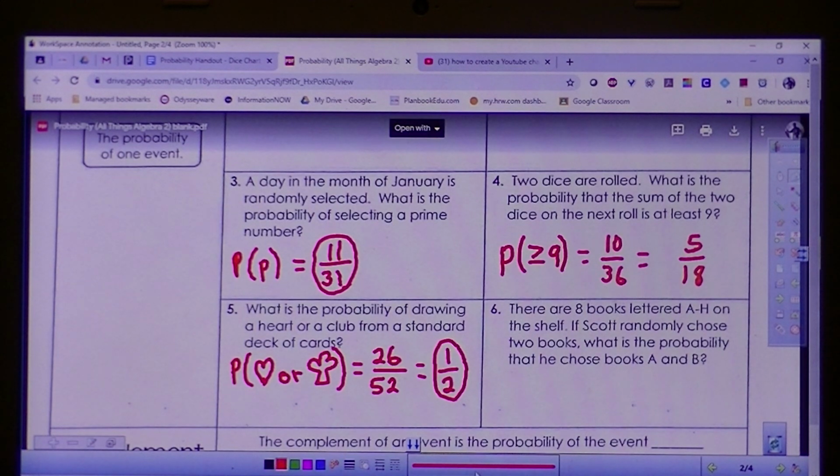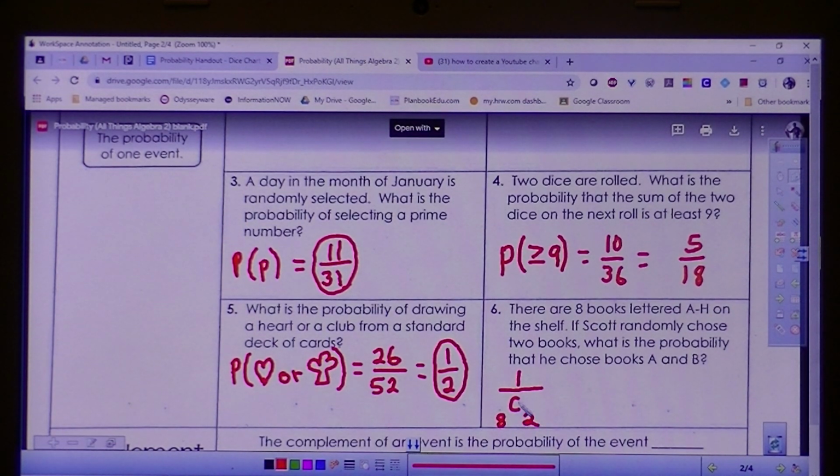Getting a lot of little mini lessons here. Alright, so here we go. Number 6 in this simple stuff here. So there are 8 books lettered from A to H on the shelf. Okay. If Scott randomly chooses 2 books, what is the probability that he chooses books A and B? Okay. Well, he's going to pick how many? One thing. But how many different ways can you do it? So this is where it gets a little bit more interesting. It doesn't matter the order. So what we're going to do is, how many different ways can you pick 2 books? So that's called the combination of 8, pick 2.